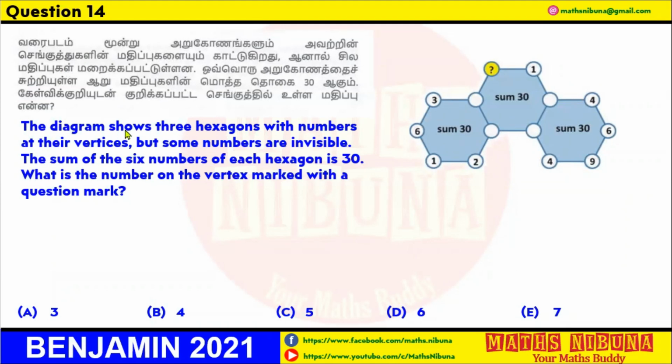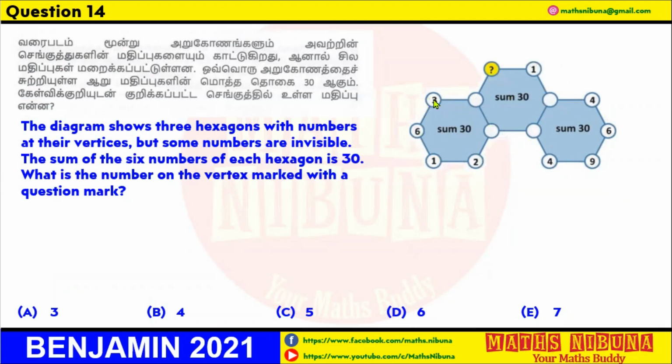Question 14. The diagram shows 3 hexagons with numbers at the vertices. Okay, these are the numbers. But some numbers are invisible. That means these numbers we cannot see.